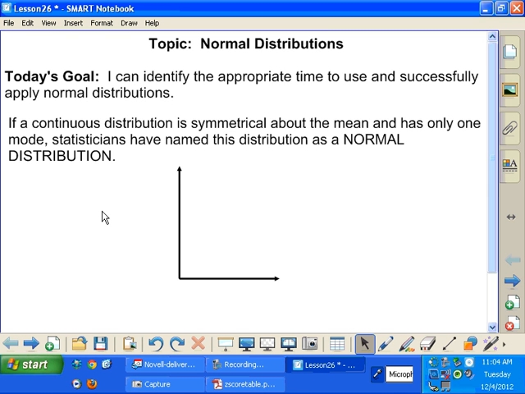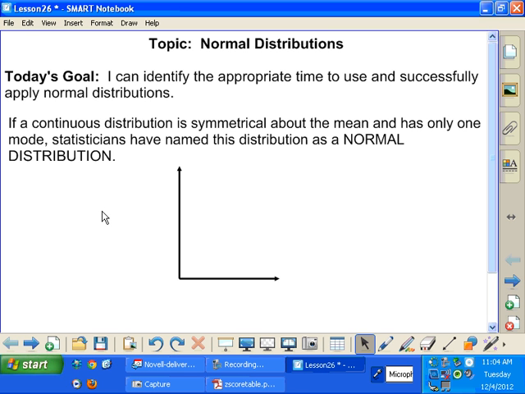So yesterday we were talking about the different types of continuous distributions, and now today I want to look at what's been coined or named the normal distribution. So your goal today: you can identify the appropriate time to use and successfully apply normal distributions.